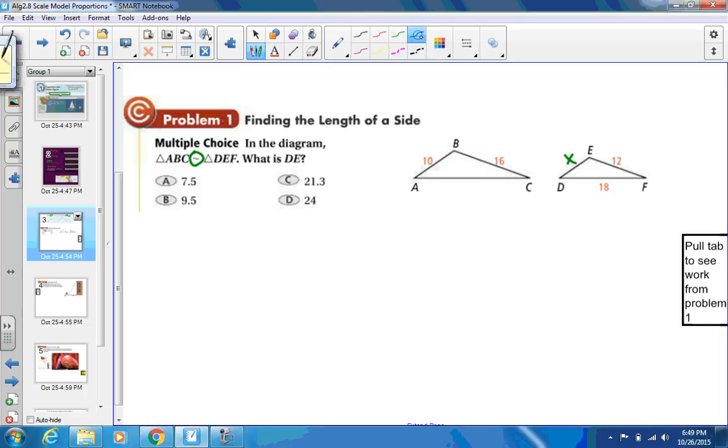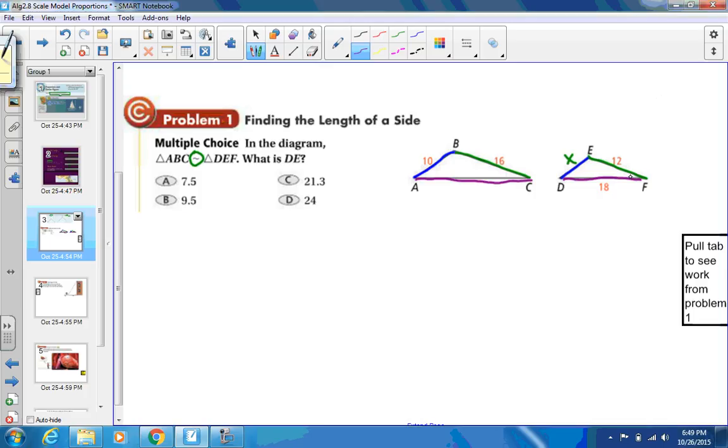So I'll just highlight some corresponding parts. This one right here, this blue side, you can probably tell it corresponds with the x because they're in the same location on the similar shapes. This one right here, that's BC, would be 16. That's similar to EF, which is 12. They're the corresponding parts. And then this last one, the bottom, corresponds with the bottom over here.